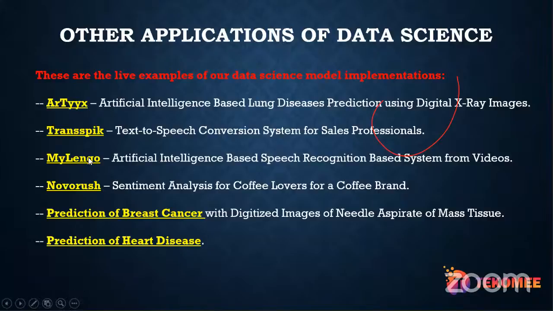Then I also have worked on Transpeak and Mylango. So these are basically speech recognition based systems. Transpeak was basically to help the sales professionals have text data converted into speech data, and it also works the other way around. If the sales professionals are speaking, their speech will be converted into text, and that would go for a review for training and quality purposes.